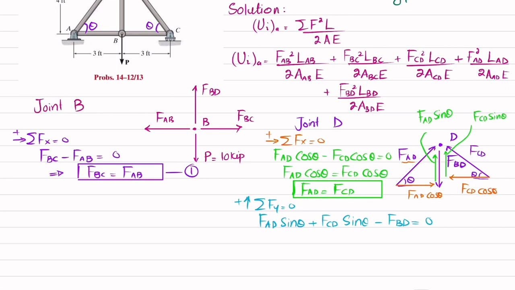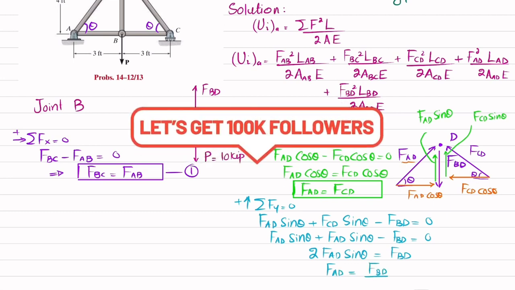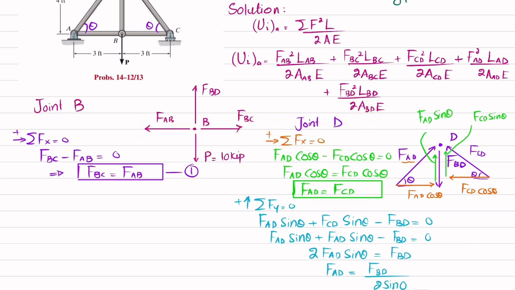So you can see FAD is equal to FCD. So FAD sine of theta plus FCD sine theta is equal to FAD sine theta twice. So I will write it as 2 FAD sine of theta minus FBD is equal to 0. So 2 times FAD sine theta is equal to FBD. Clear? And we will get FAD will be equal to FBD divided by 2 sine of theta.